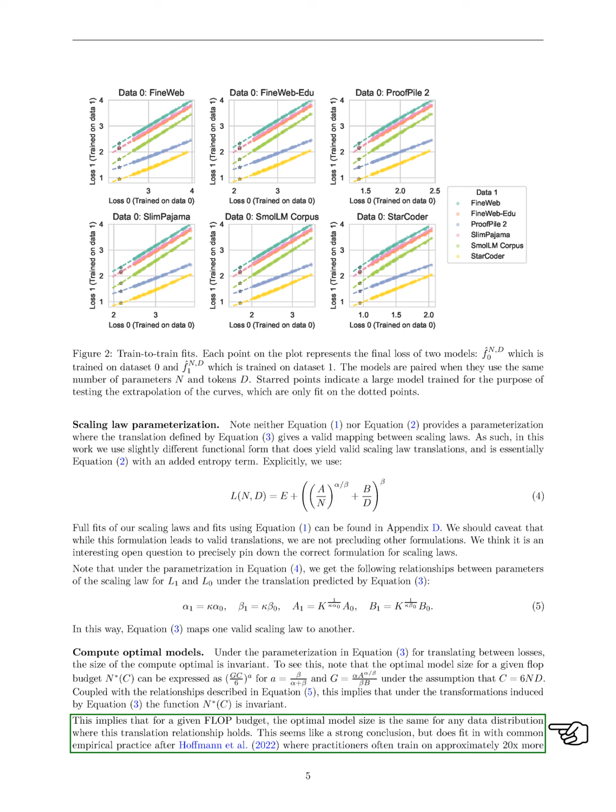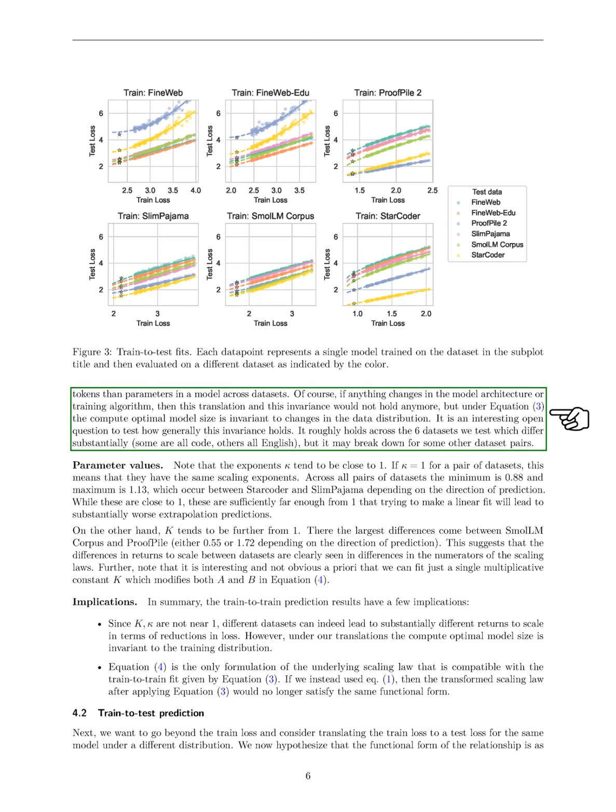this relationship applies. While this conclusion seems strong, it aligns with common practices where practitioners often train on significantly more tokens than the number of parameters in their models. However, if we change the model architecture or training algorithm, this invariance may no longer hold. We find that this invariance roughly holds across the 6 datasets we tested, which vary widely, but it may not apply to all dataset pairs.